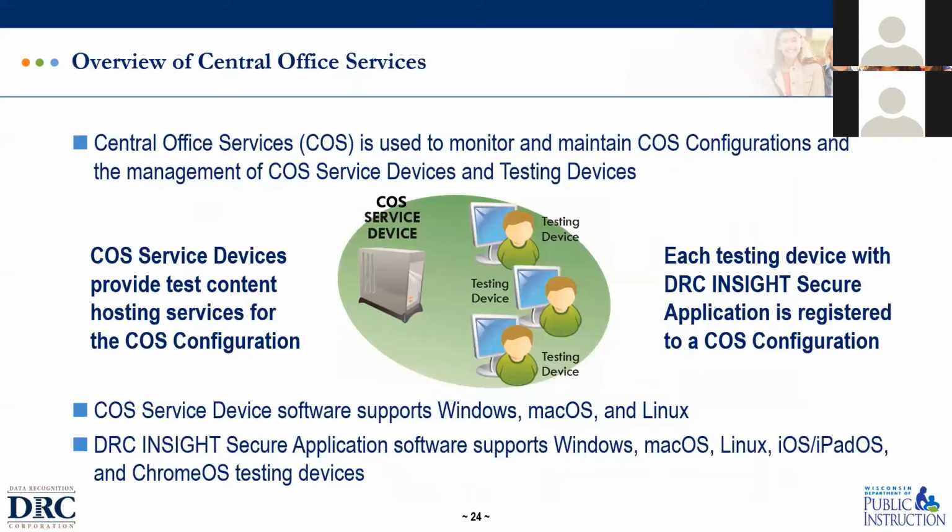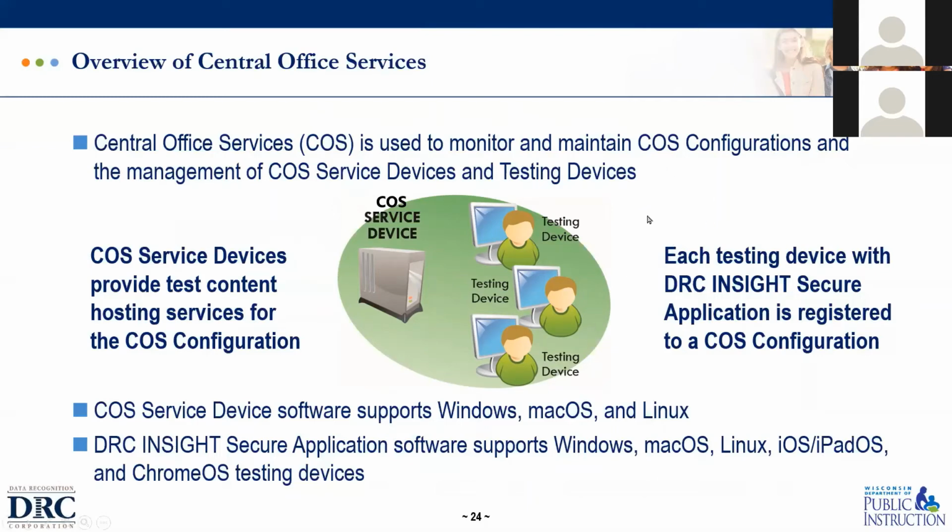So this is really a high-level summary of what we're going to be talking about. Really, the rest of it is Central Office Services. Central Office Services is the application within the DRC Insight portal that you're going to use to monitor and maintain COS configurations and testing devices and COS content.